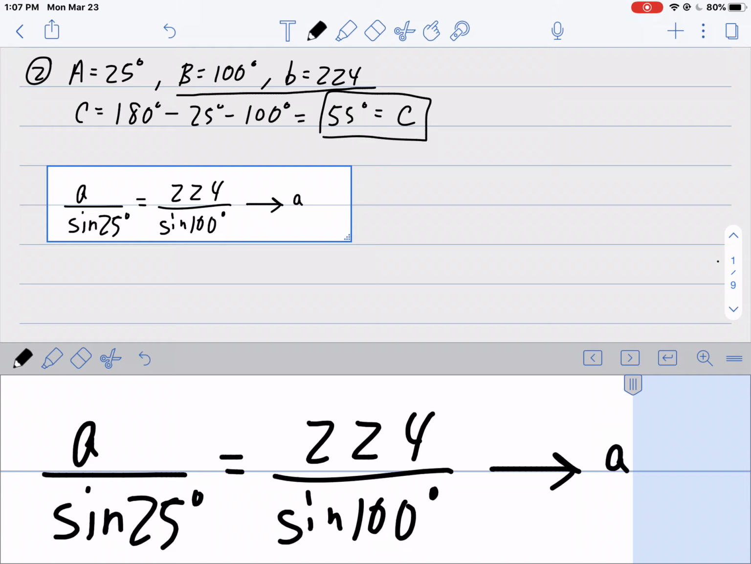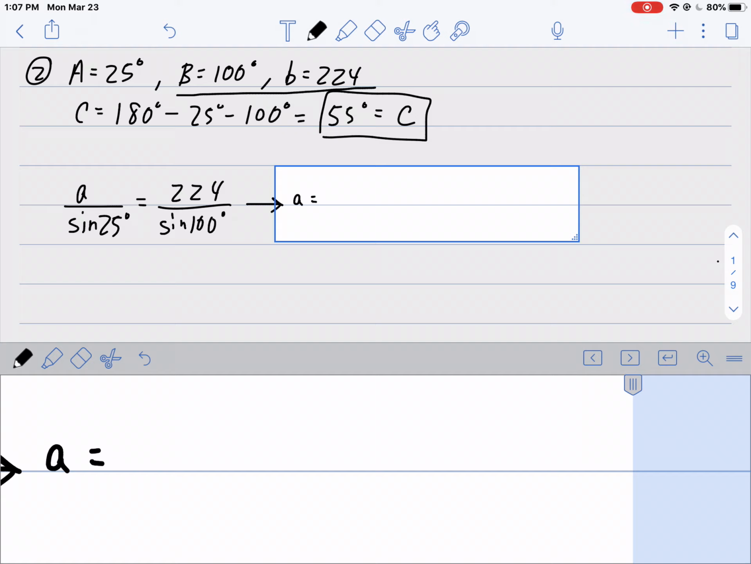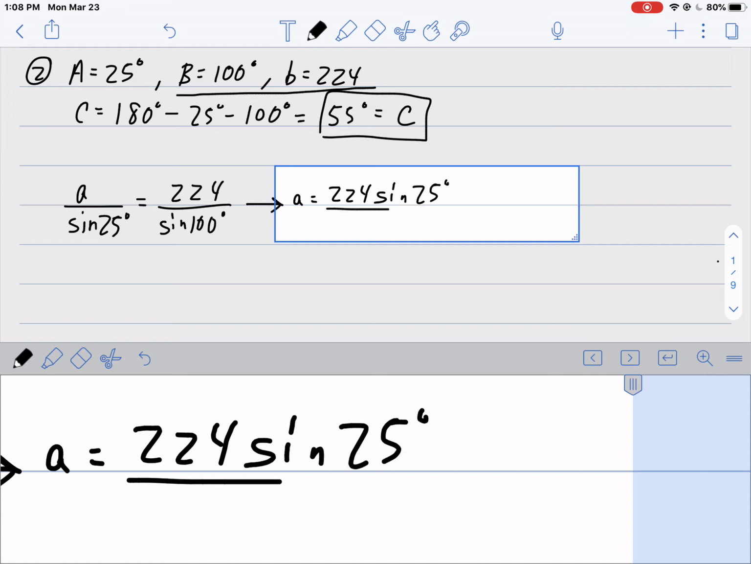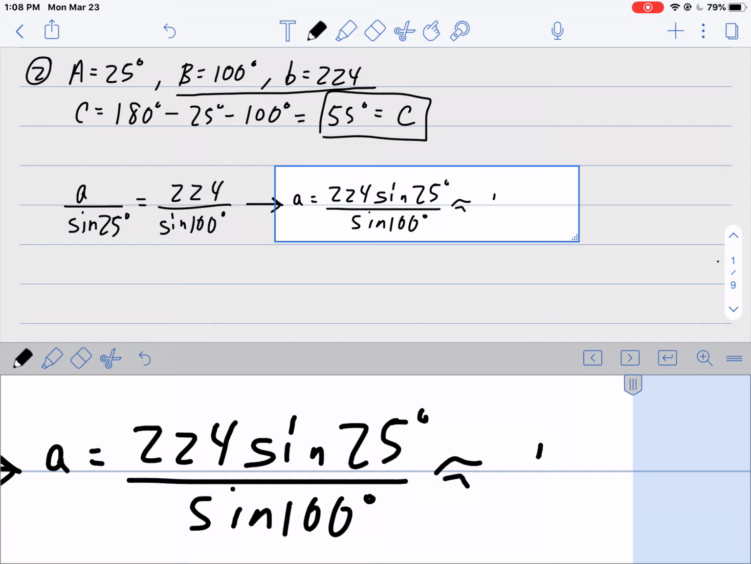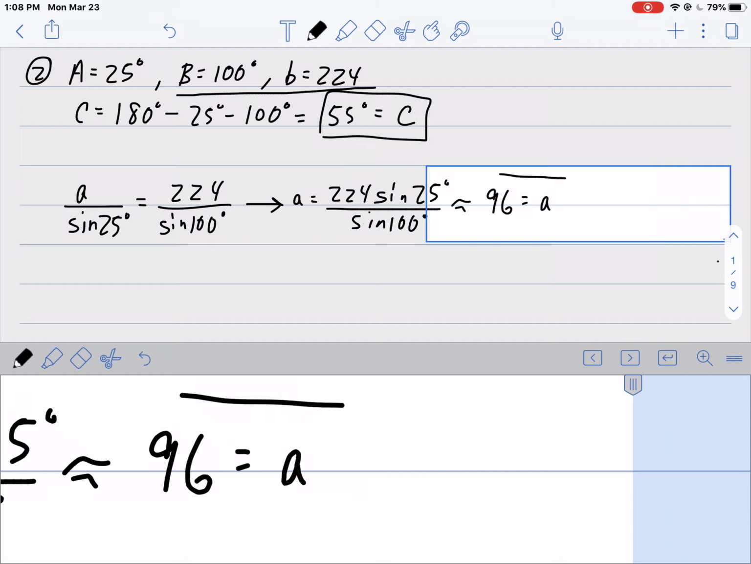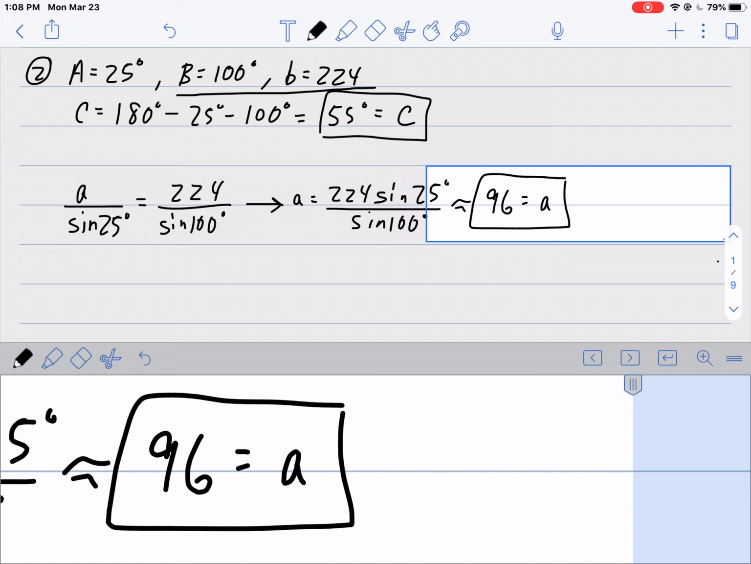So that gives us A then equal to 224 times the sine of 25 degrees over the sine of 100. And that'll give you approximately 96. And that would be the length of side A. Now again, notice I'm just rounding that to the nearest whole number because in the problem itself, the length of side B is to the nearest whole number, so I'm just using the same format.